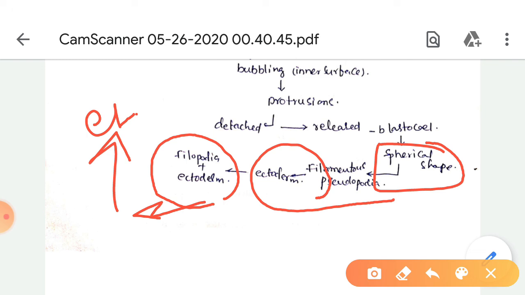This is the mechanism of morphogenetic movements in sea urchin.